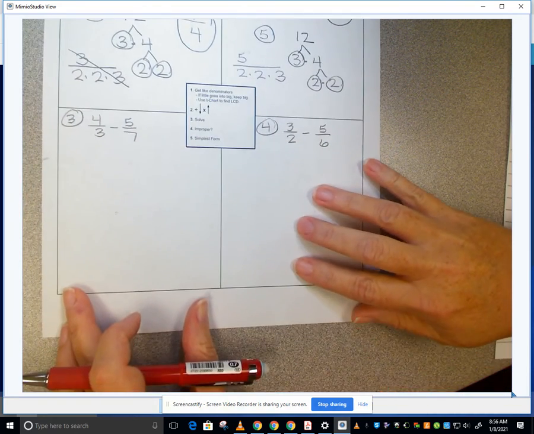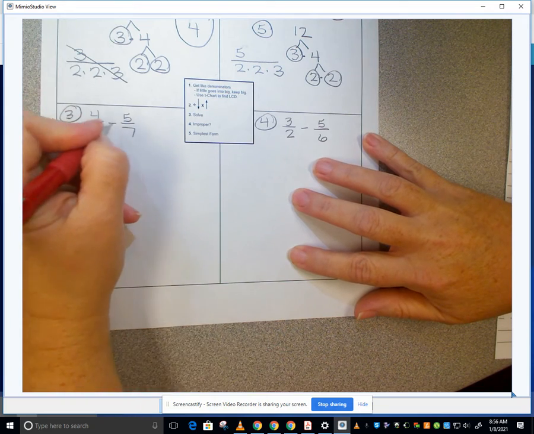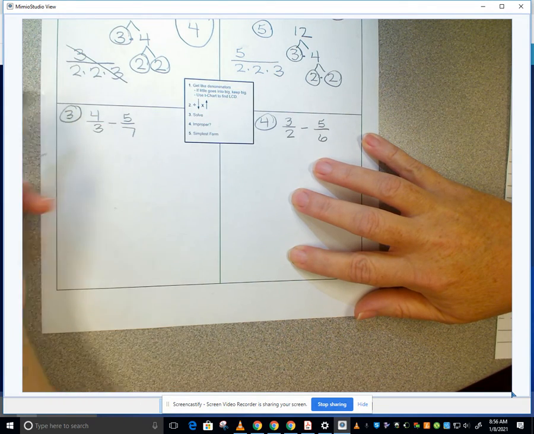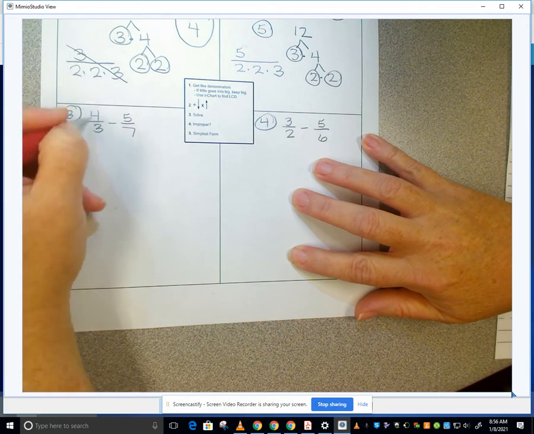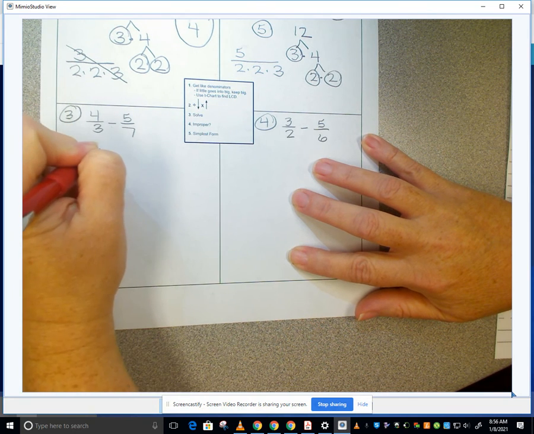Okay, number 3, 4/3 minus 5/7. Notice that's already improper. But oh well, we'll go with it.